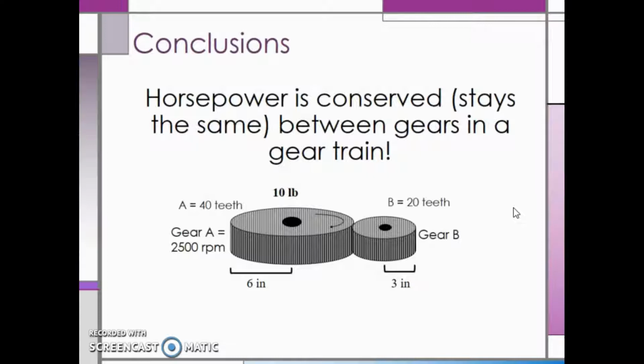What we have found in this example is that the horsepower is conserved, meaning it stays the same between gears in a gear train. Unfortunately, this only happens in a perfect world, not in reality. In reality, gears are only about 94% efficient, so the horsepower at B will be slightly lower than at A due to friction, among other things. This concludes our discussion of rotational power.